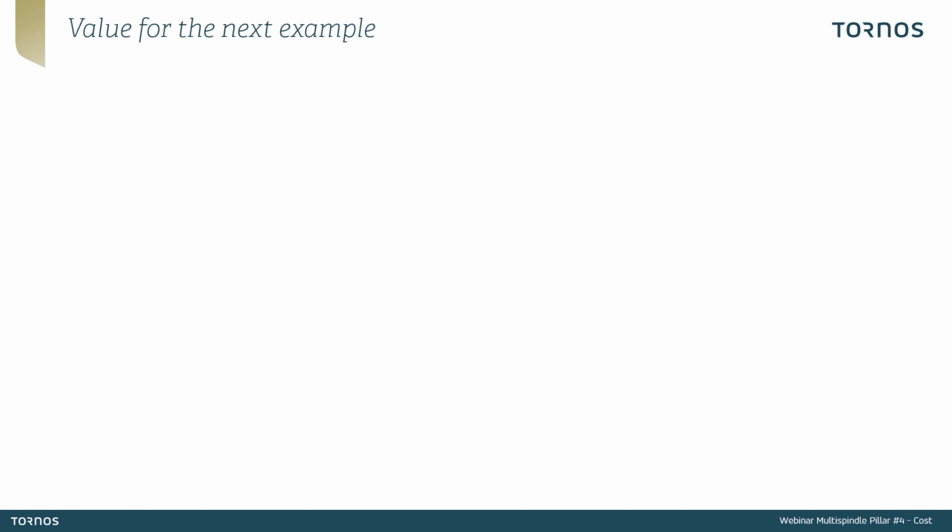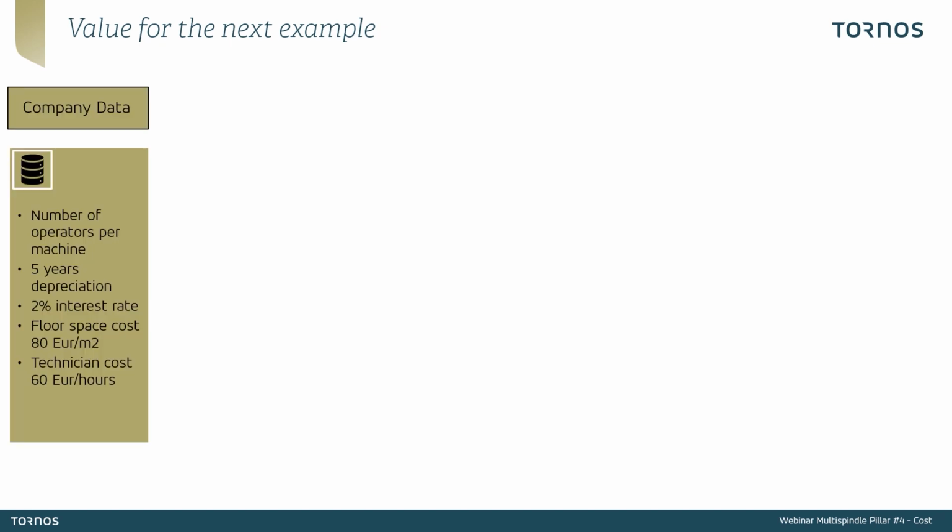In order to really see who are the main levers, we have to put some data inside. So first of all, you put your own data. That means how many operators per machine you use. What is your depreciation, 5 years, 3 years, depending on the company policy, the interest rate, the cost of the floor space, and the cost of technician, including all the idle cost.